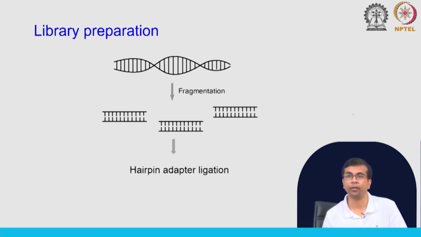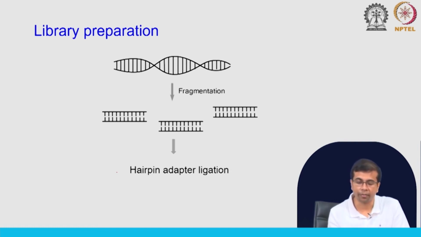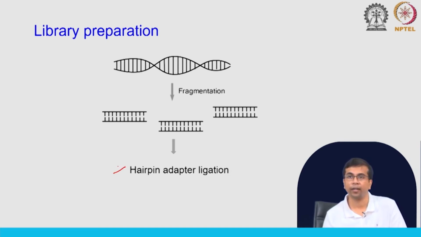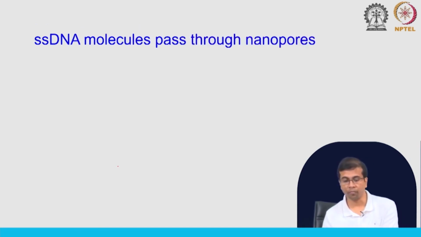So, Illumina or Ion Torrent or 454, where you need smaller fragments, here you can have quite large fragments which can then be sequenced. And then we have this hairpin adapter ligation. It is a very simple step, there is no amplification required, you simply add this adapter and then you can start the sequencing.